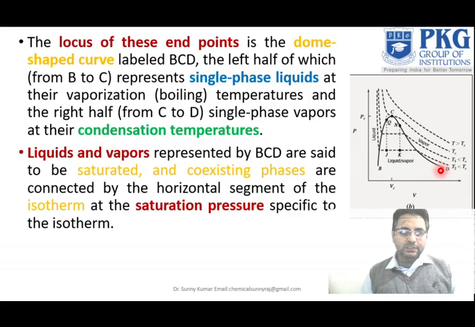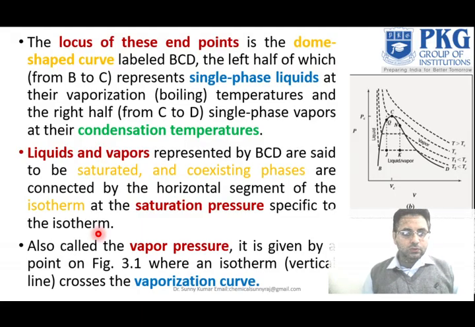The liquid and vapor represented by the BCD are said to be saturated, and the coexisting phases are connected by the horizontal segments of the isotherms. The saturation pressure is specific to the isotherm, also called the vapor pressure. It is given by the point in figure 3.1 where an isotherm's vertical line crosses the vaporization curve.